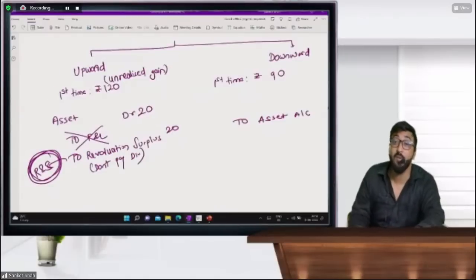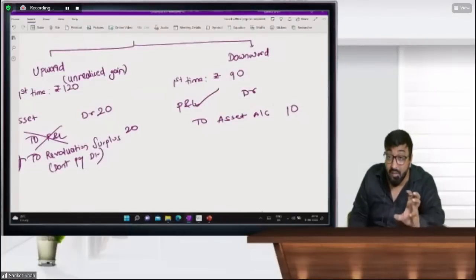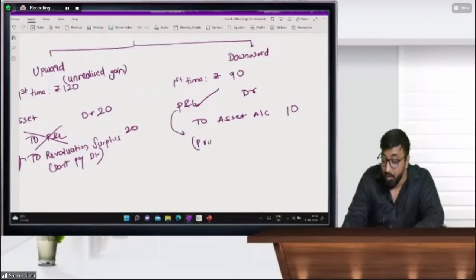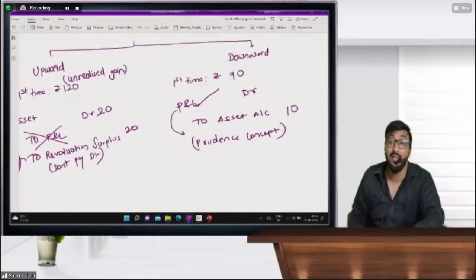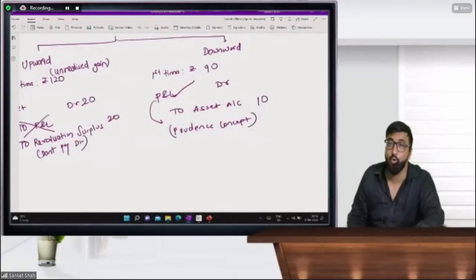But beta, if it is a first time loss, you will give P&L account debit. Your dividend amount will get reduced. It is your loss. And why is this P&L debit? Because the prudence concept talks about anticipated losses, but no anticipated profits. So profits we won't record in the P&L because this is unrealized profit. And when it is unrealized loss, you will route it through P&L. P&L से रूट हुआ, इसका मतलब डिविडेंड देने के लिए प्रॉफिट कम होगा. So downward revaluation: P&L debit.